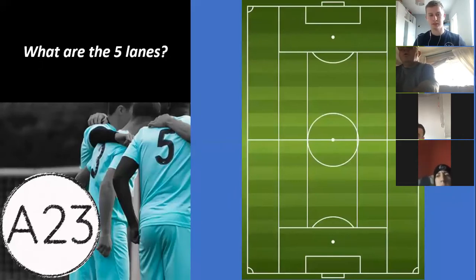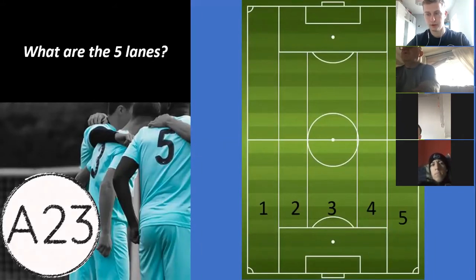Well, you've all probably seen that image on the right with the pitch divided into 5. And the best way to look at them, or how we can describe them, is if you imagine we're defending the goal at the bottom, attacking the goal at the top. And then when you look at the pitch, you look at it from left to right. And that's how you can clarify which number's which. So we've got lane 1, lane 2, 3, 4, and 5.